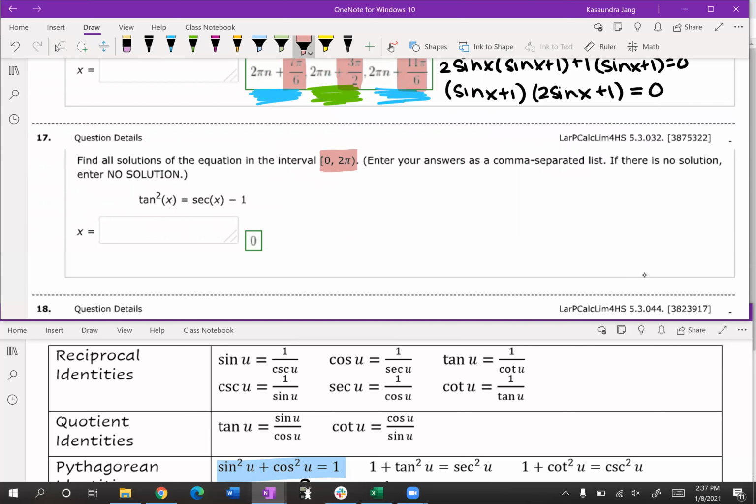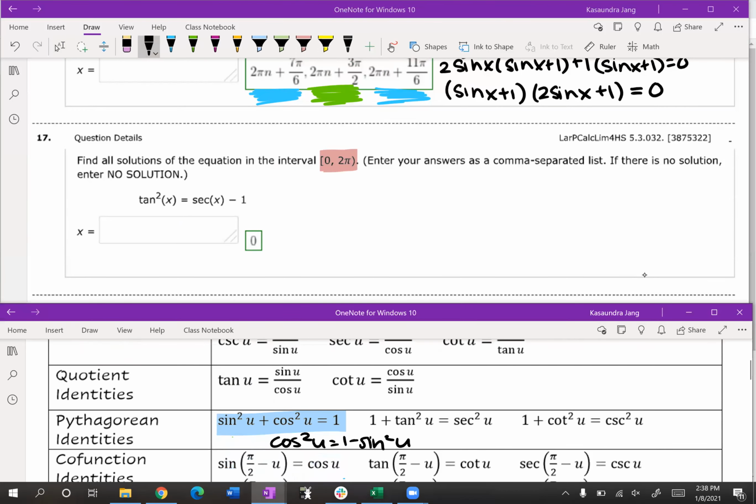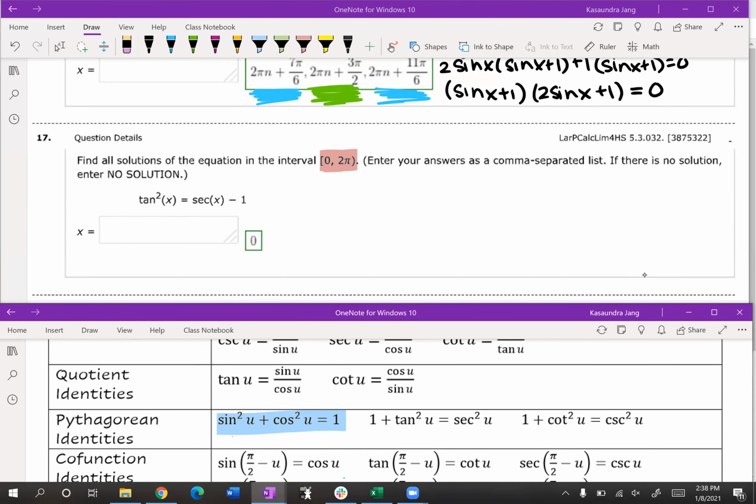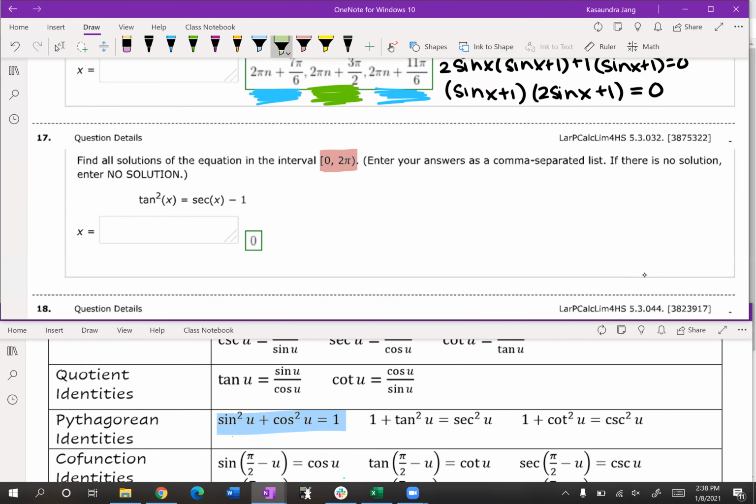Okay, so let's see here. Find all solutions of the equation in the interval 0 to 2 pi. Enter your answers as a comma separated list. If there's no solution, then you answer no solution. Okay, this one does not have the same trig function. In fact, I've got a tangent squared and then a secant of x minus 1. All right, so let's look at our identities and see if there's anything we can use. Honestly, as soon as I saw tangent squared, usually when I have any of my trig functions squared, I can probably use one of the Pythagorean identities. Whether it's the most useful or not, that's not always the case, but it's an option. Let's look at that option here.